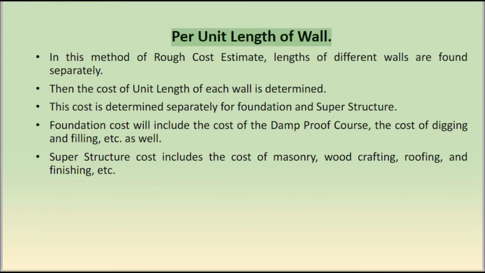Per unit length of wall. In this method of rough cost estimate, lengths of different walls are found separately. Then the cost of unit length of each wall is determined. This cost is determined separately for foundation and superstructure. Foundation cost will include the cost of the damp-proof course, the cost of digging and filling, etc. as well. Superstructure cost includes the cost of masonry, wood crafting, roofing, and finishing, etc.